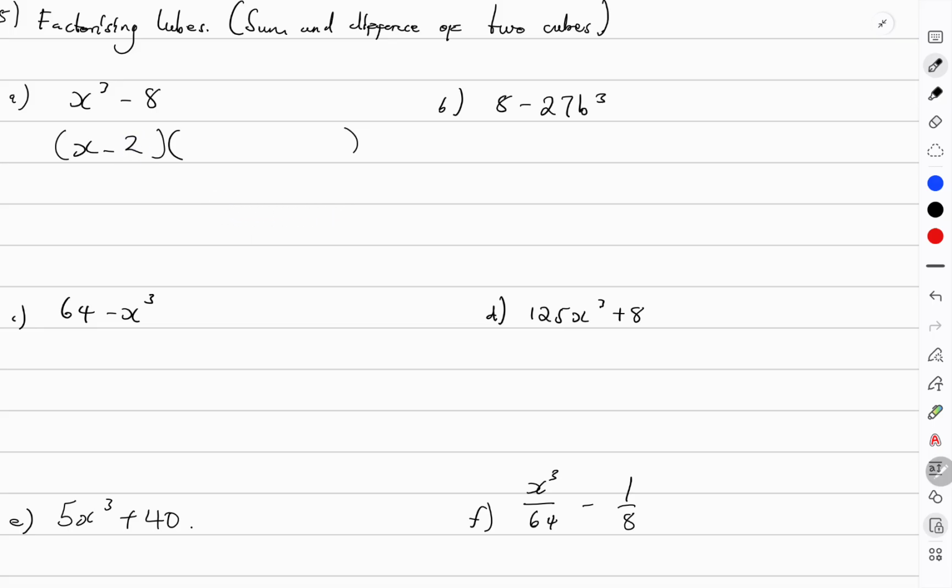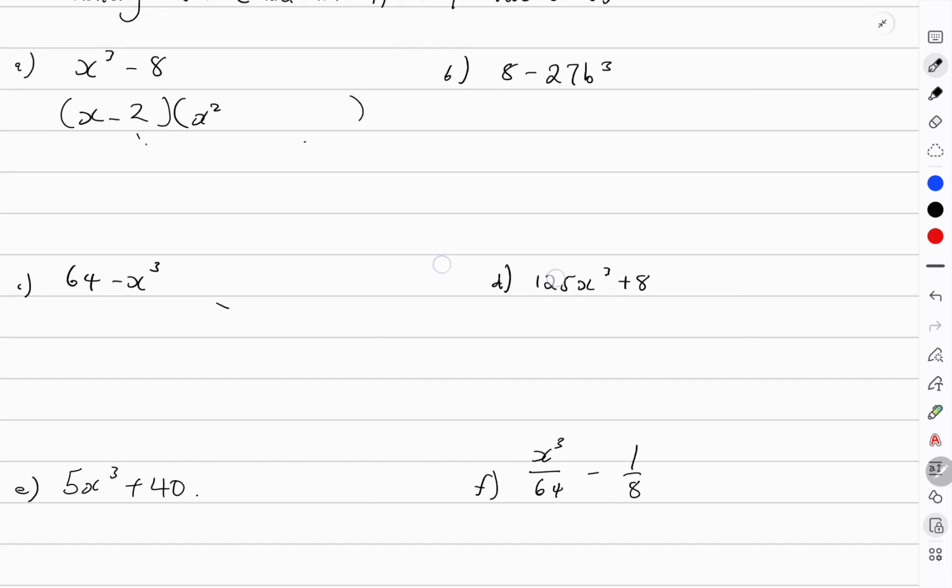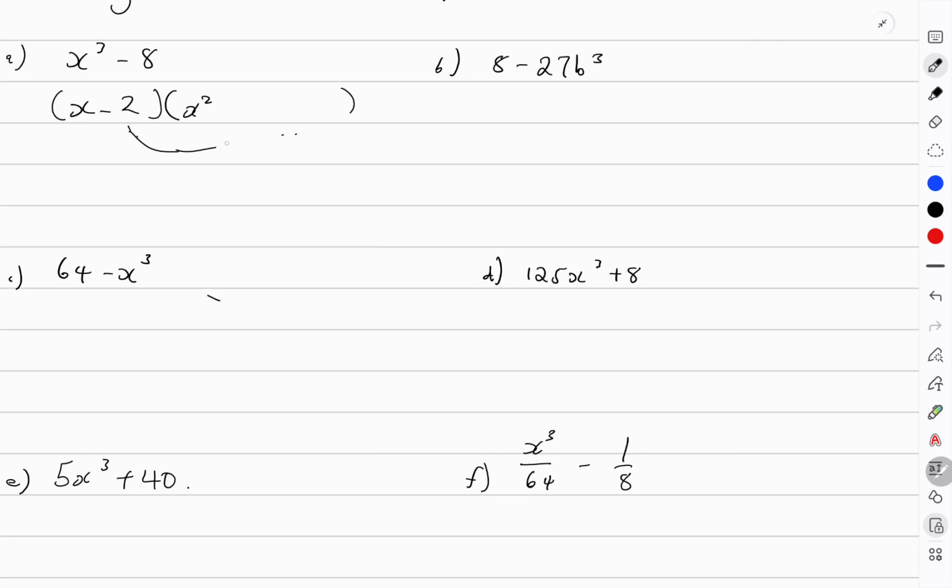You see? Therefore here, if you still remember the distributive law, what should I multiply by x such that I have x to the power of 3? It is going to become x squared, right? What should I multiply by negative 2 such that I'm going to have a negative 8? It is going to become a positive 4, right?